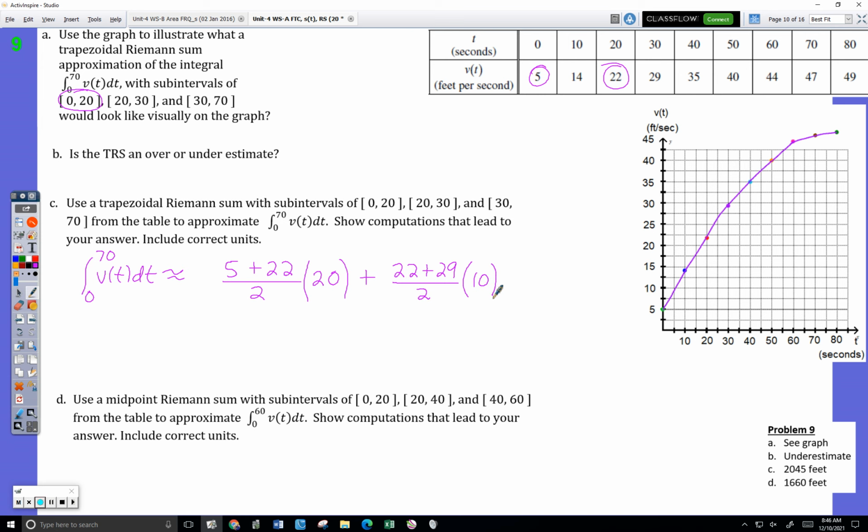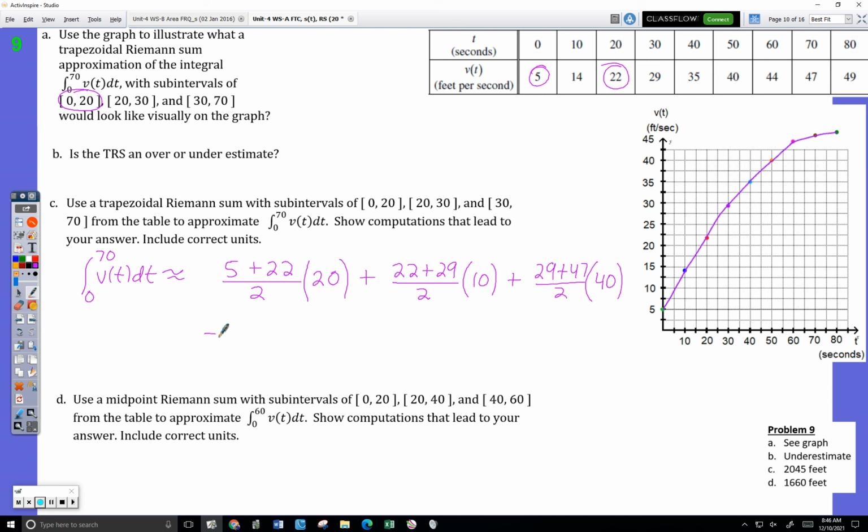You can't see it. Raise your hand. Give a second to process. Jacob, what's the next one? 29 plus 47 divided by 2, multiplied by 40. Nicely done. 2 points.